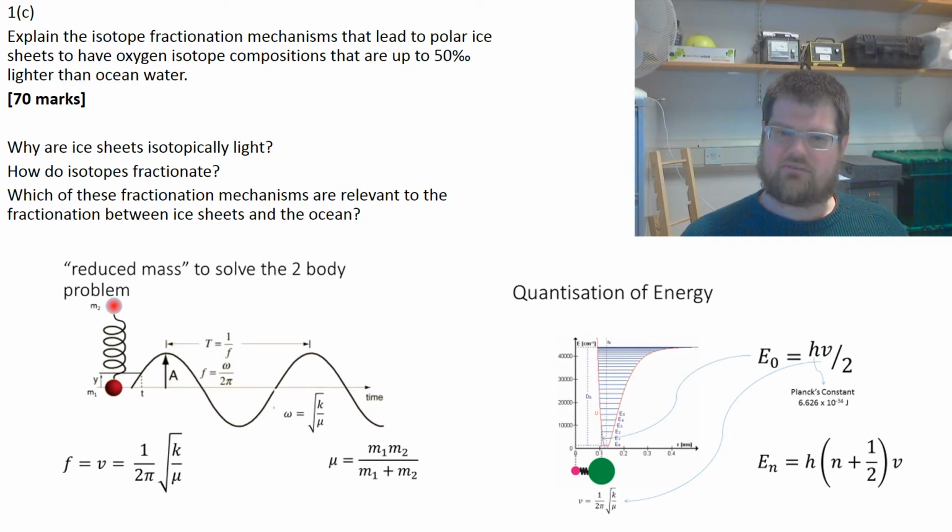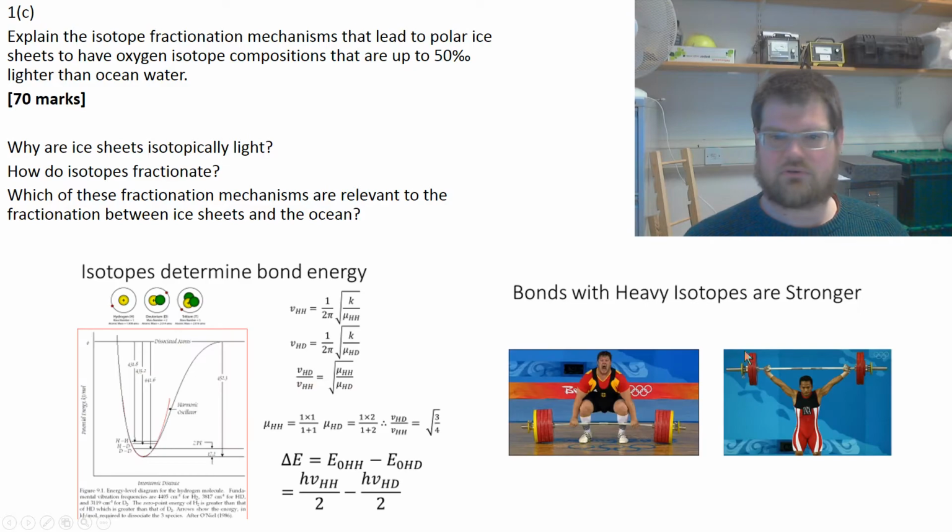And that's explained with Planck's relationship here, where the zero point energy, or the energy that a bond has when it has a temperature of 0 degrees Kelvin, can be related to the vibrational frequency and Planck's constant. So this is really important because it explains why different masses of isotope will form different strength bonds.